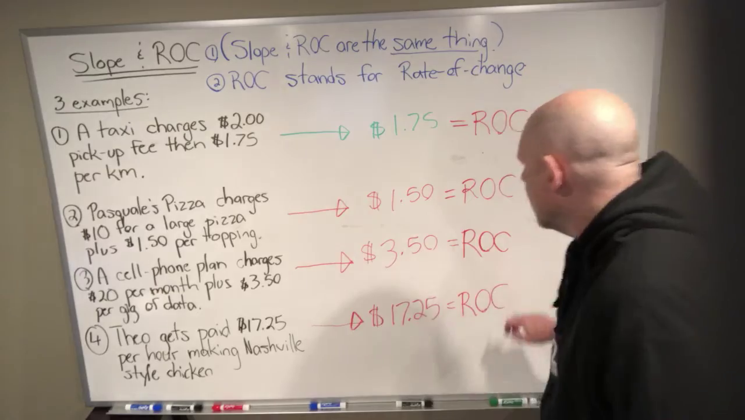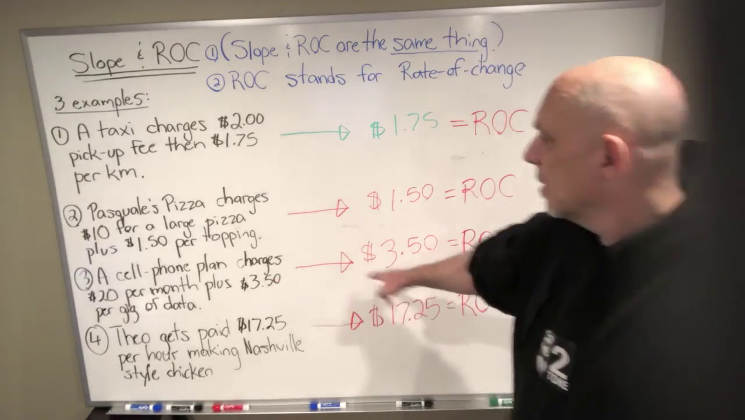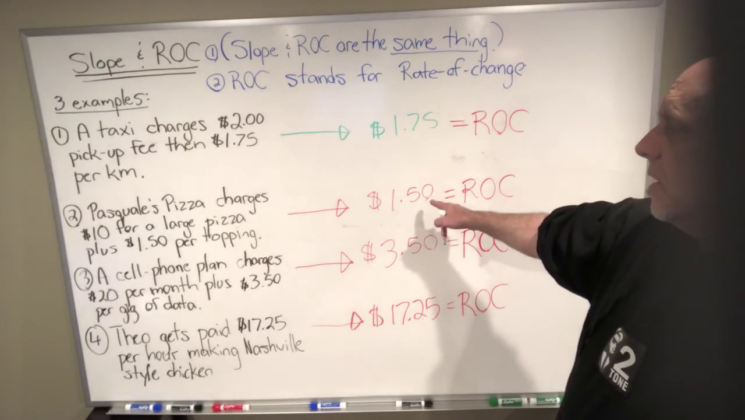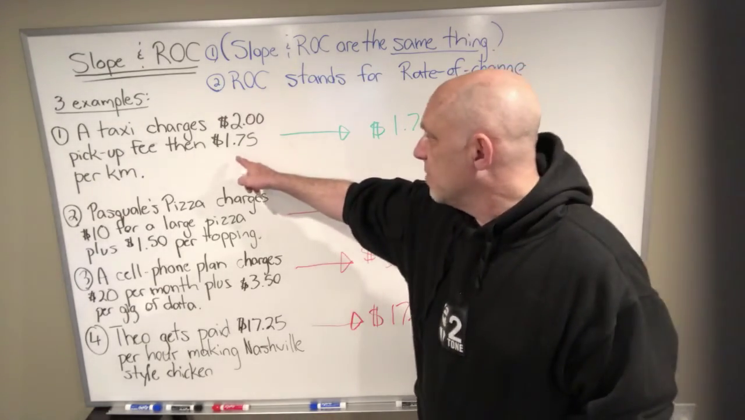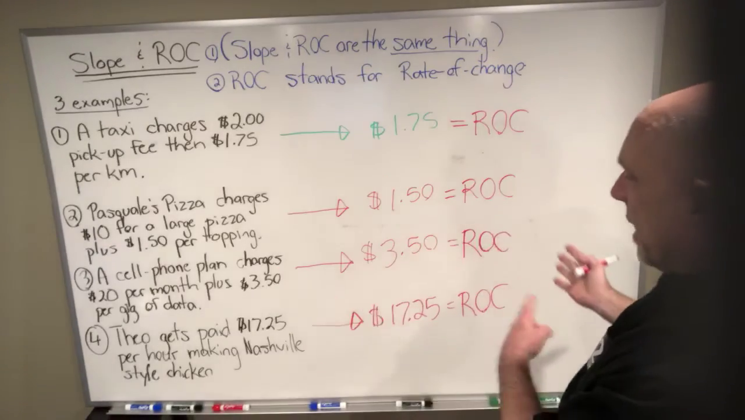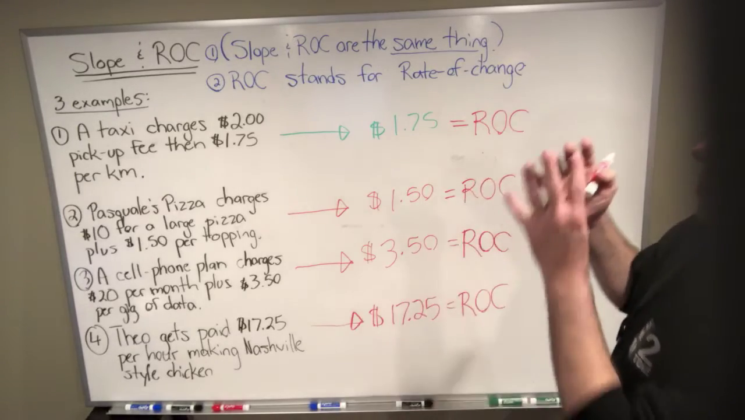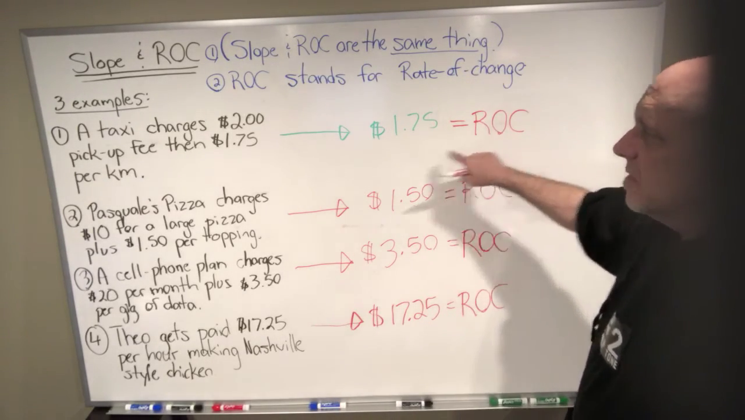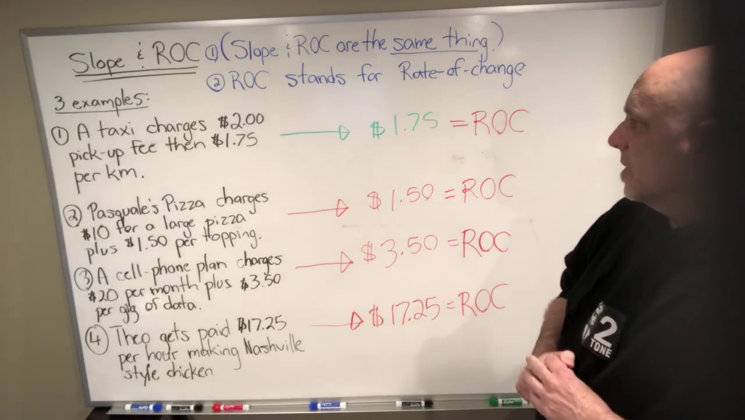The $3.50 changes with every gig. This $1.50 changes with every pizza topping, per topping. The $1.75 per kilometer changes with every kilometer you ride. So that's the changing amount, the rate of change, because it tells you how much you're changing by. The rate of change of what, you may say? Well, it's how much you're getting charged by the taxi cab, depending on how far you're going.